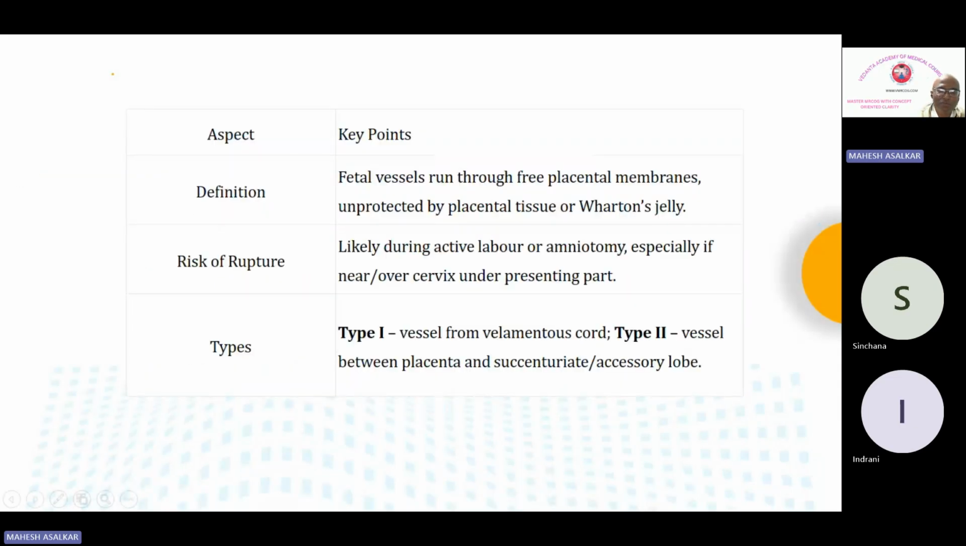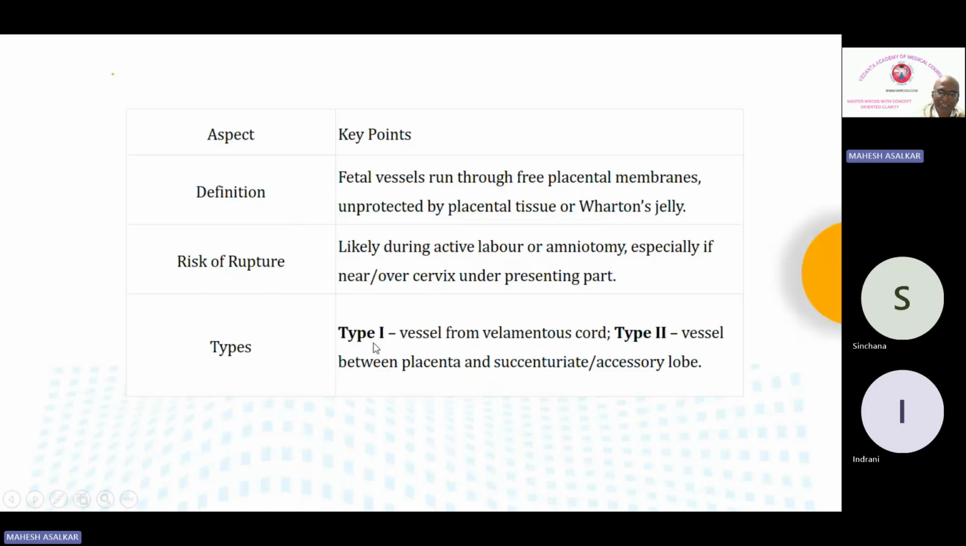What is the definition of Vasa Previa? In Vasa Previa, the fetal vessels run in the pre-placental membranes, unprotected by placental tissue or Wharton's jelly. These fetal vessels run through free placental membranes. The risk of rupture is likely during active labor or amniotomy, especially if they are near or over the cervix under the presenting part.